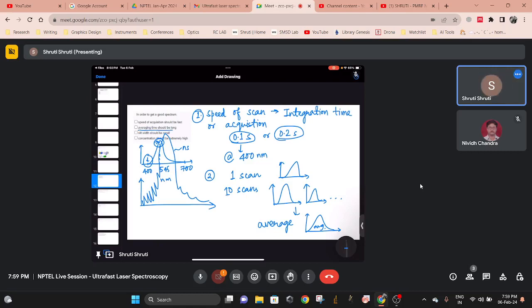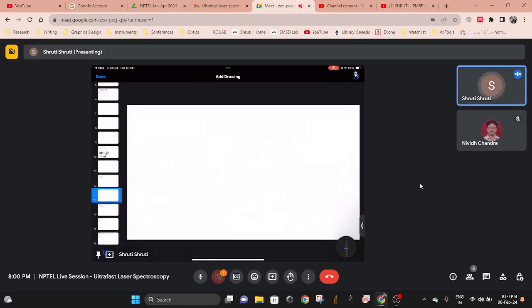But if we keep the averaging times long, maybe 10 scans, 50 scans, then it will take more time to generate the spectra. So depending upon your sample, we need to adjust this parameter. Next thing is slit width. As I just told, slit width should be small.